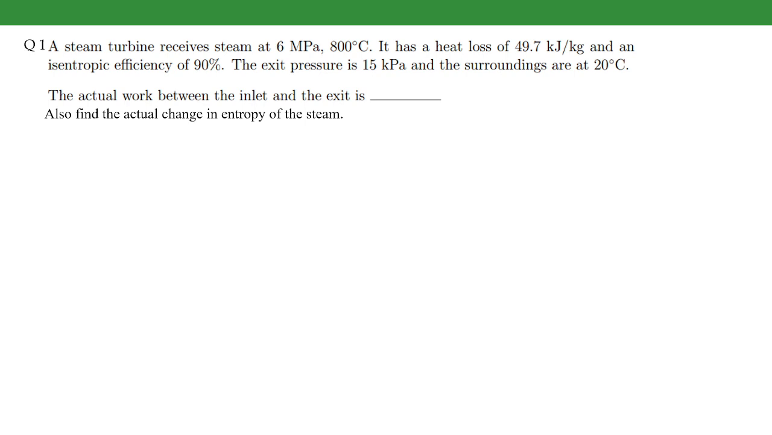The first problem: a steam turbine receives steam at 6 megapascal, 800 degrees Celsius. It has a heat loss of 49.7 kilojoule per kg and an isentropic efficiency of 90%. The exit pressure is 15 kilopascal and the surroundings are at 20 degrees Celsius. The actual work between the inlet and the exit is what? And also we have to find the actual change in the entropy of the steam. So, what is the process going on here?